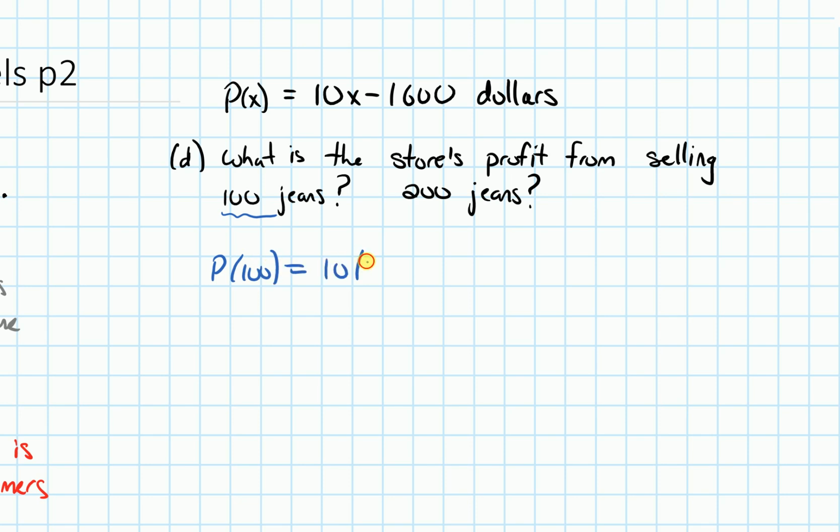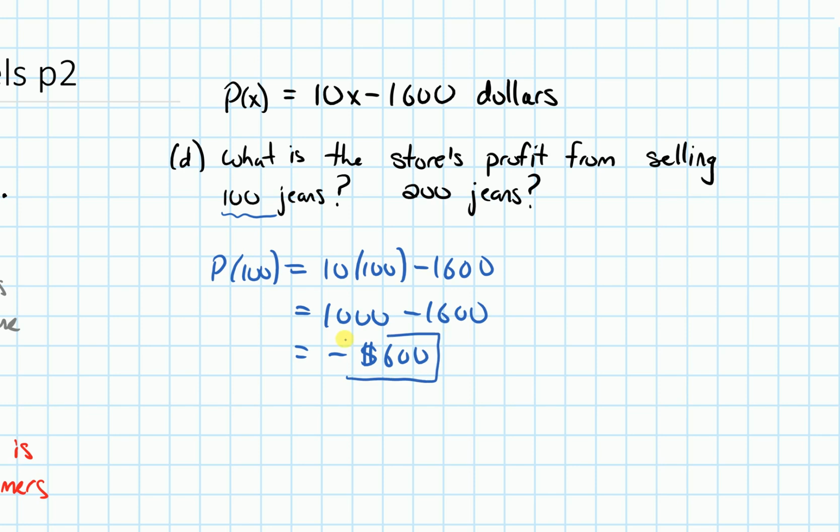I get 10 times 100 minus 1600. So 10 times 100 is 1000 minus 1600. That is negative 600. And there's units, so let's not forget about those. Negative $600. So usually in problems like these where there are units, I like to just add those at the end. Okay, and let's just also interpret, what does this mean if my profit is negative?